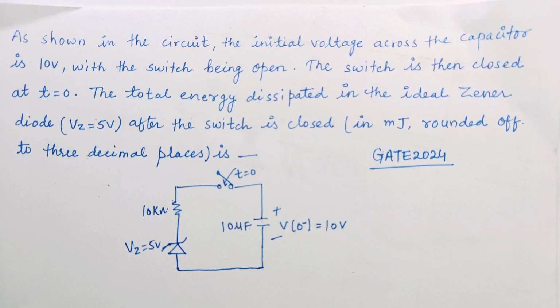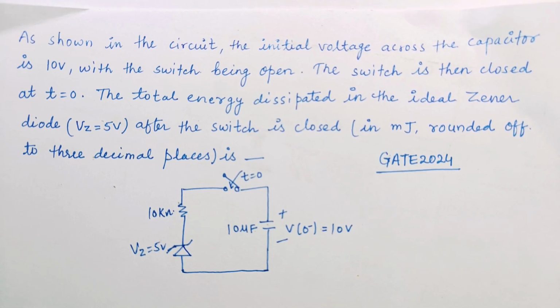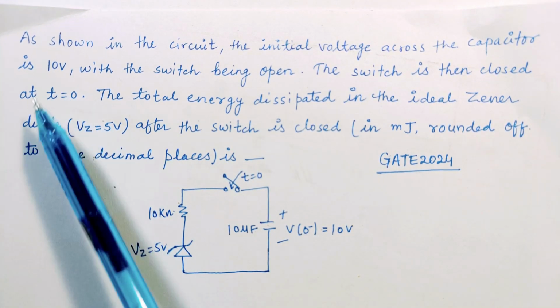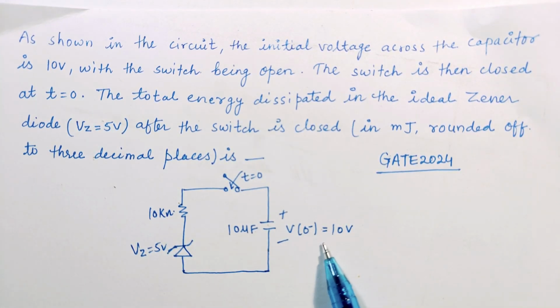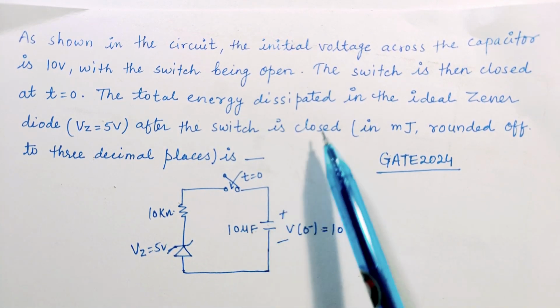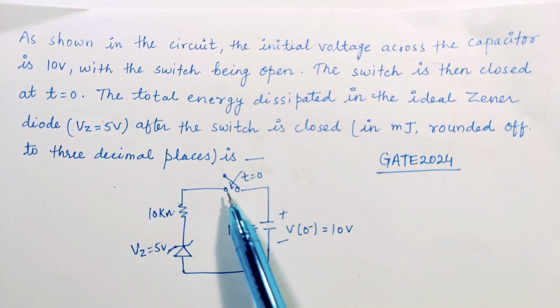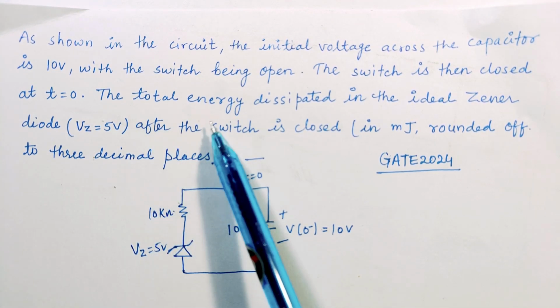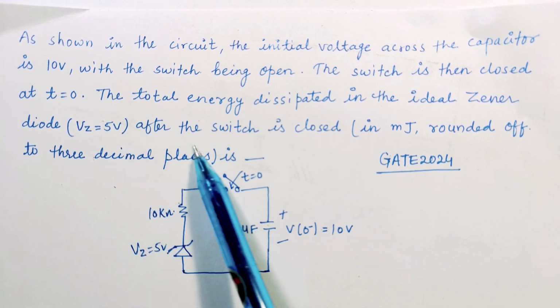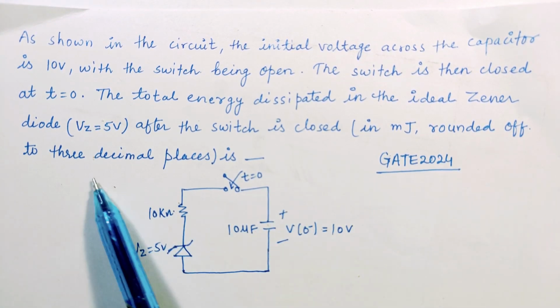Let us see a question asked in GATE 2024. In this question, it is said that as shown in the circuit, the initial voltage across the capacitor is 10 volt. The initial voltage, that is V0 minus, is given as 10 volt with the switch being open. When the switch is open before t equal to 0 second, the switch is then closed at t equal to 0 second. The total energy dissipated in the ideal zener diode, Vz equal to 5 volt, after the switch is closed, in millijoule rounded up to 3 decimals.